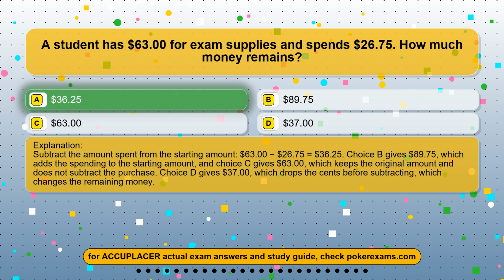$36.25. Choice B gives $89.75, which adds the spending to the starting amount, and choice C gives $63, which keeps the original amount and does not subtract the purchase. Choice D gives $37, which drops the cents before subtracting, which changes the remaining money.